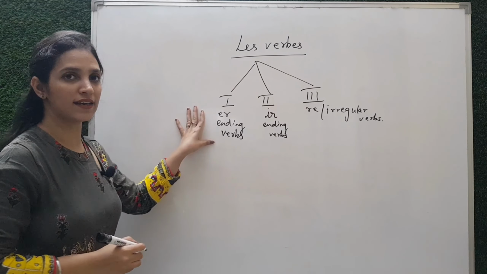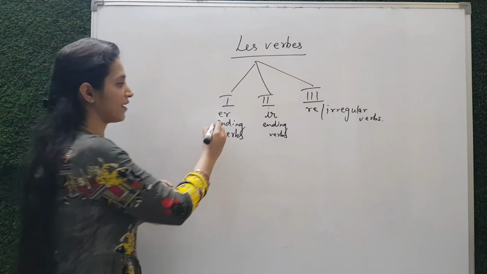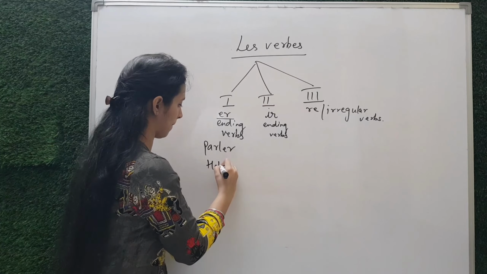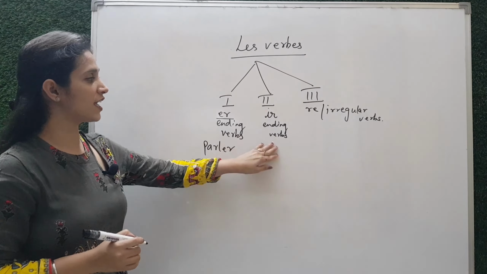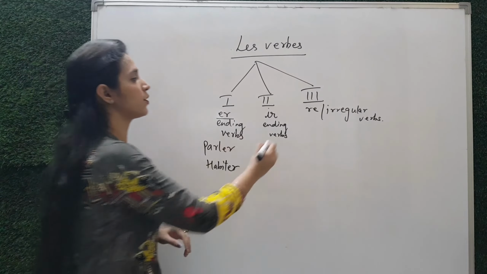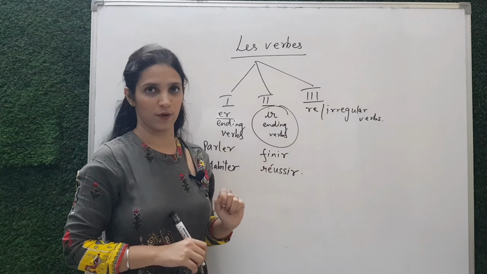We have already done ER ending verbs, right? What are ER ending verbs? Parler, habiter, right? Where we have to follow a pattern. Today we will be doing IR ending verbs. For example, finir, reussir, and the third group is RE ending or irregular verbs.